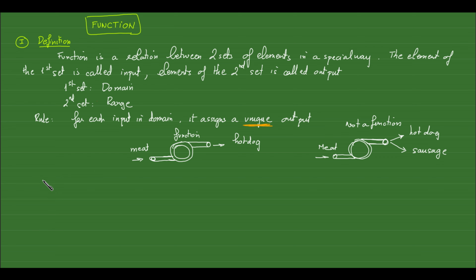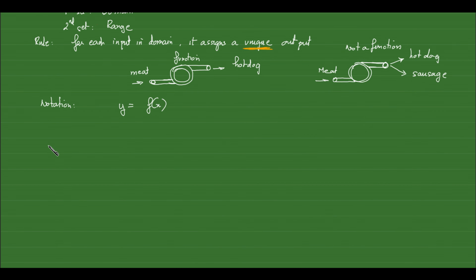And the notation for a function is y equals f of x. That's the notation of a function. And y is called the output.